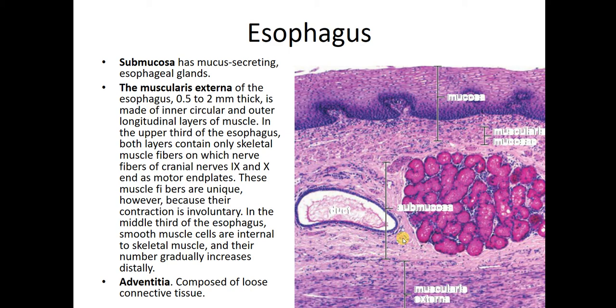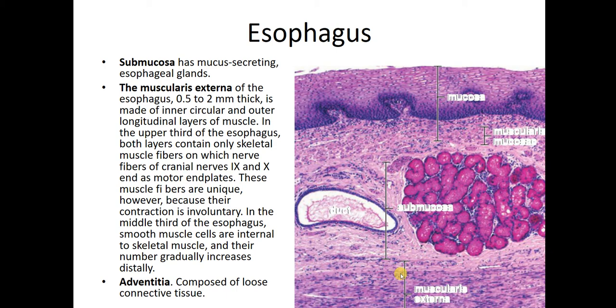Then submucosa, as I said before, where mucus secreting glands are present. So this is a duct of a mucus secreting gland. Here is the gland itself, and here we have a lot of blood vessels. Meissner's plexus is present here, which controls the secretion of this mucus. It is a nervous plexus, and it controls the contraction of muscularis mucosa to arrange the proper shape of the esophageal mucosa. Below it is dense connective tissue, the submucosa.